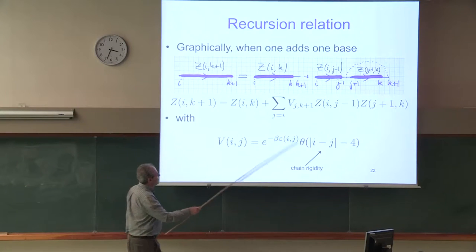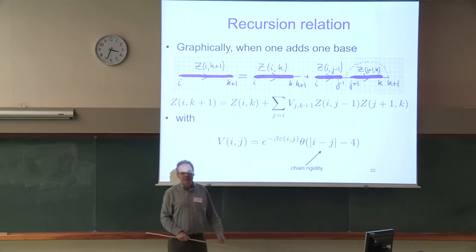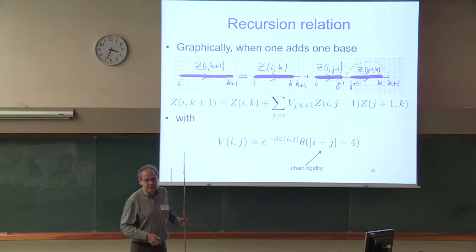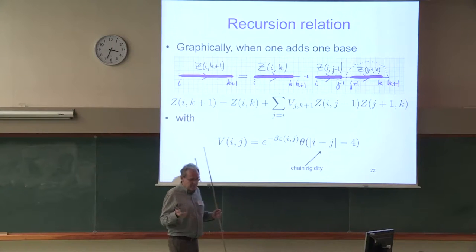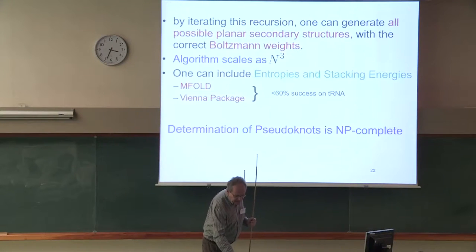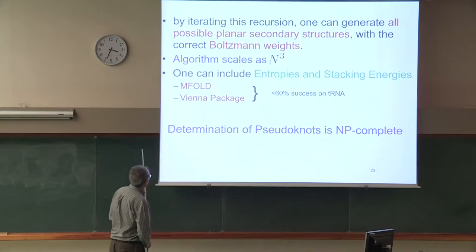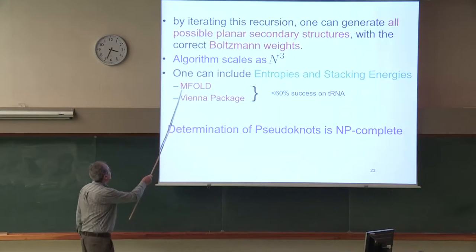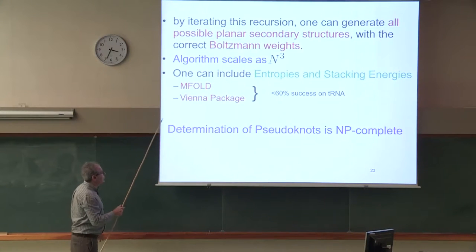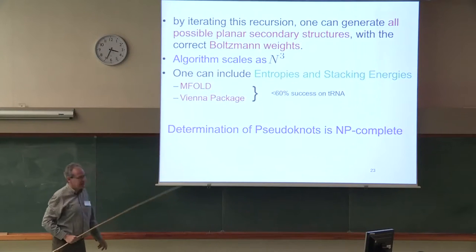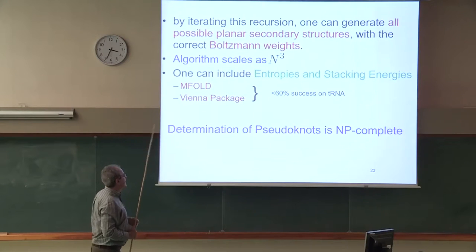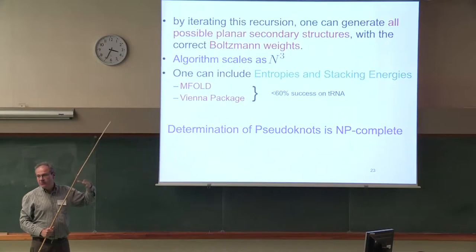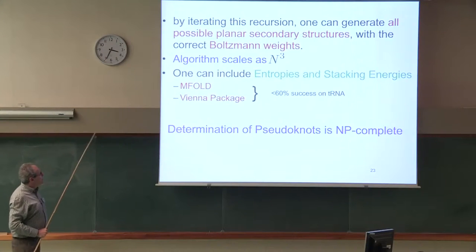So you can check easily that this recursion relation represents exactly all planar graphs of RNA, and this is known since the mid-90s. And it is so well known that there are two very famous web servers, MFold and the Vienna package, which are very sophisticated because they take into account a lot of details of RNA. What I described is, of course, extremely schematic, but there is much more to it.